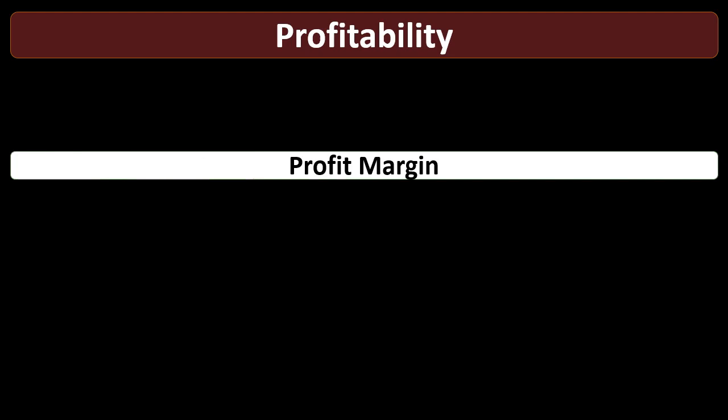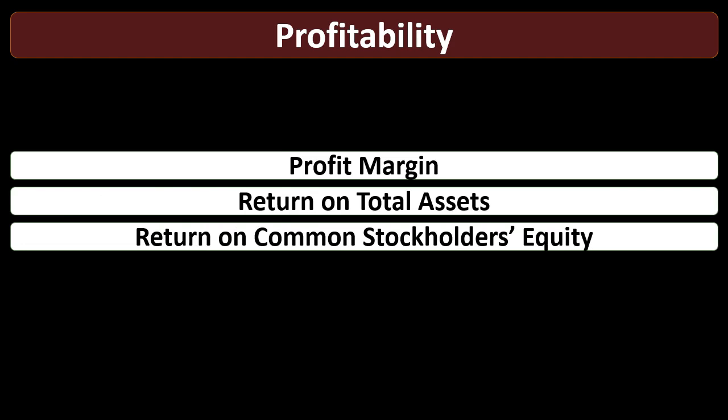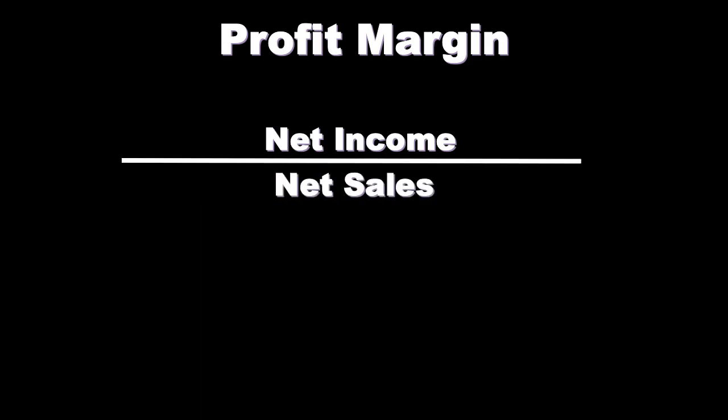Profitability ratios will include the profit margin, the return on total assets, and the return on common stockholders' equity, the return on equity. Starting with the profit margin should be a common ratio that we have some familiarity with. It's going to be the net income divided by the net sales.